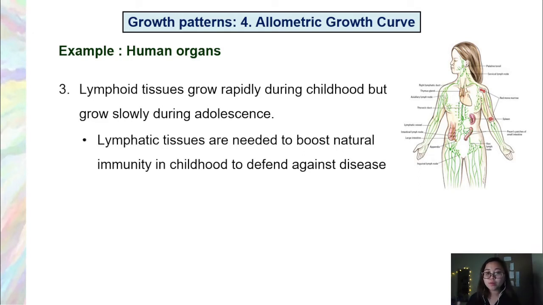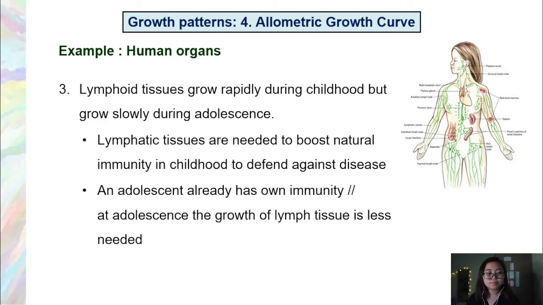So masa kecil kamu memang senang jatuh sakit, tapi tidak apa sebab masa kamu kecil lymphoid tissue kamu sedang membesar dengan mendadak dan badan kamu boleh hasilkan banyak antibody untuk melawan penyakit yang kamu terhidap. Okay, so these lymphatic tissues are going to grow a lot during your childhood compared to your other organs.